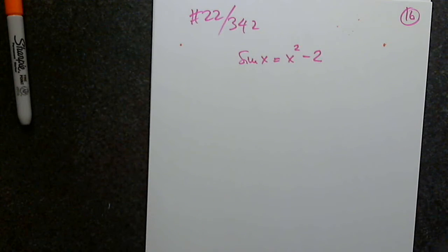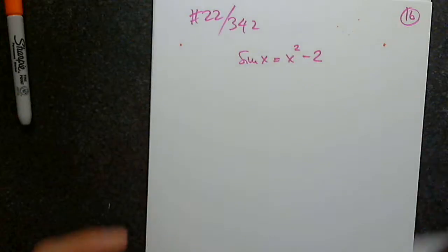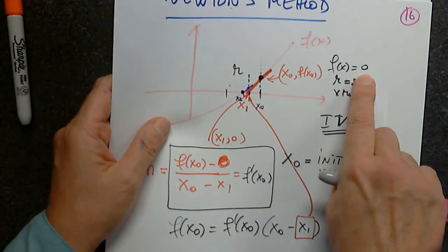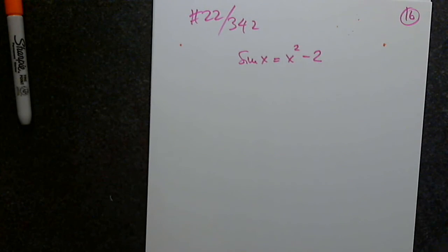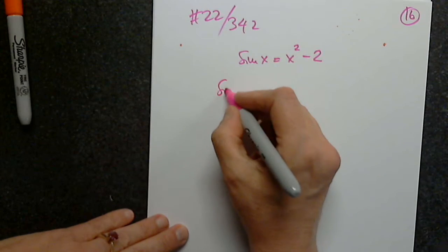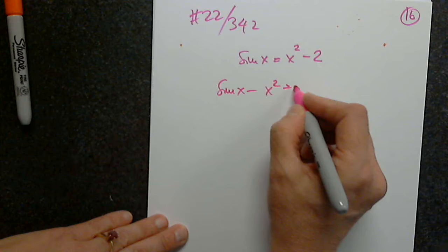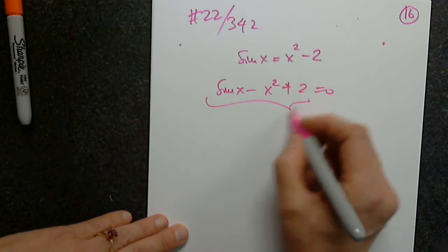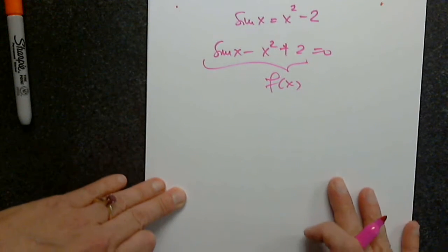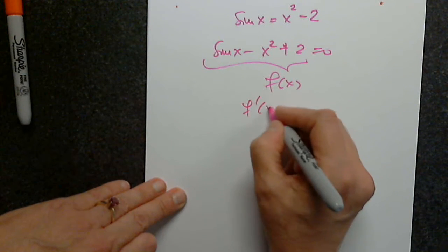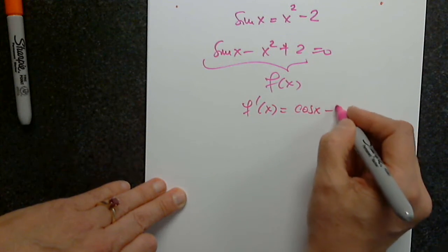Remember, we are trying to solve not this, but this, which is the same thing, but I have to create this. So we have sine x minus x squared plus 2 equals 0, and this is our function f of x. And we can determine its derivative right away: cosine x minus 2x.